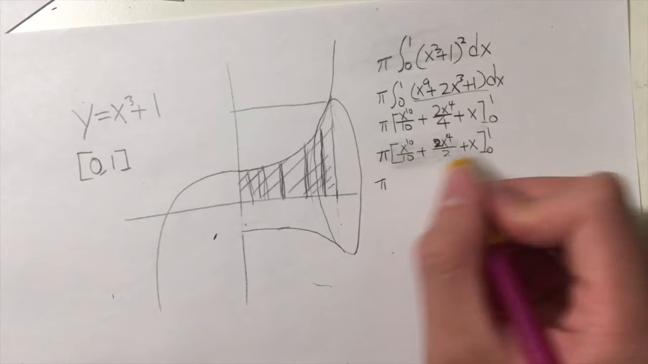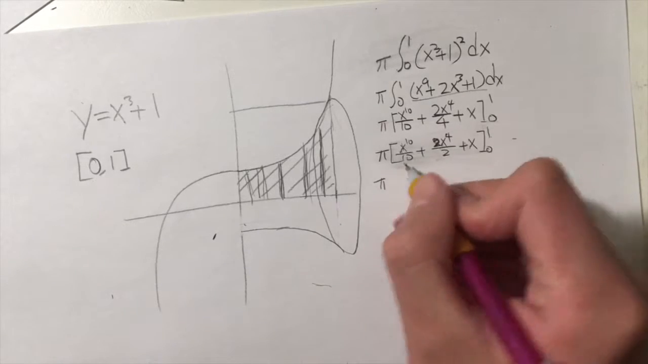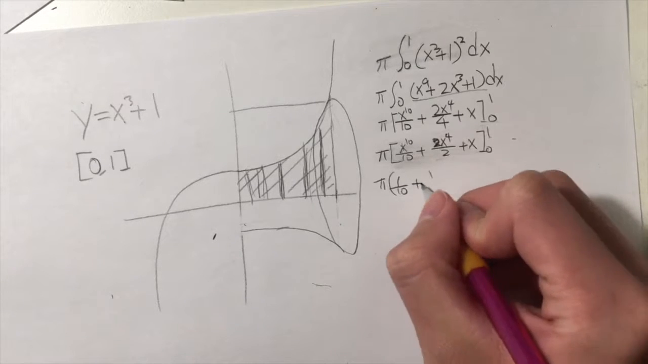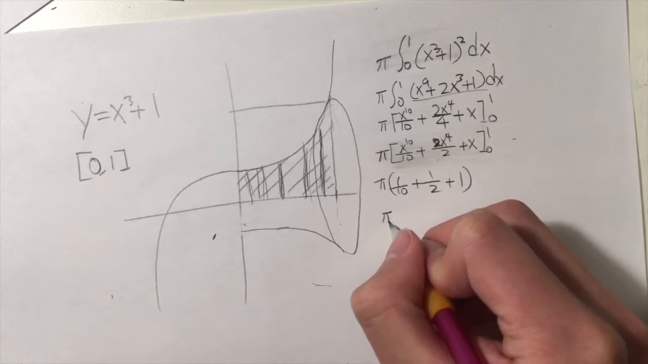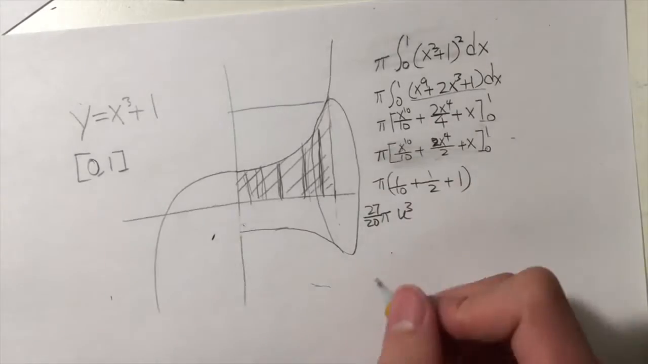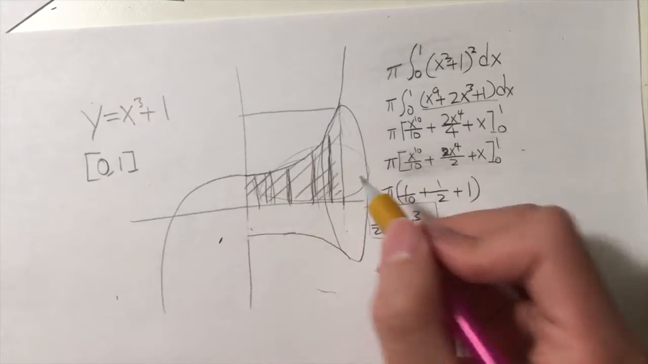and now plugging x in, subtract by plugging 0 in, but plugging 0 in would all be equal to 0 because we have x on the top in every single part. So that will be 1 over 10 plus 1/2 plus 1, which we will get 27 over 20. Remember, units squared. And there you have the volume of this structure.